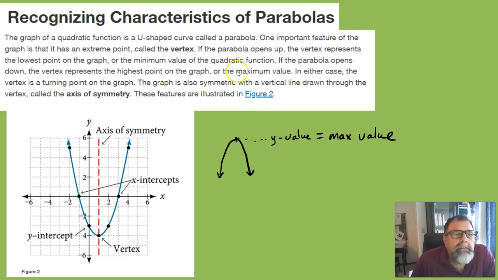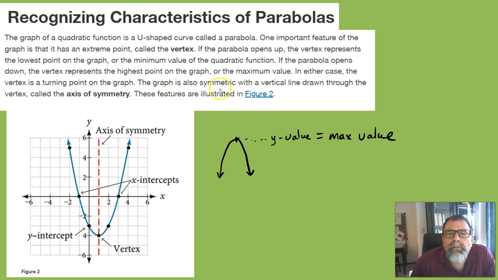In either case, the vertex is the turning point. Basically, when you have a hump, whether it's the peak or the bottom of the valley, the graph is decreasing, and at the vertex it stops decreasing, turns around, and starts increasing. And vice versa: it's increasing until you hit that max value, then it decreases as you go to the right of that. So in either case, the vertex is the turning point in the graph.